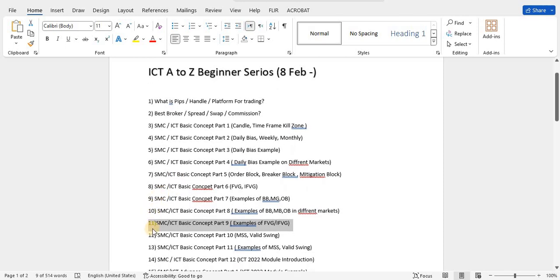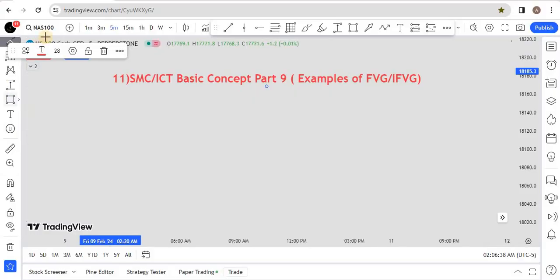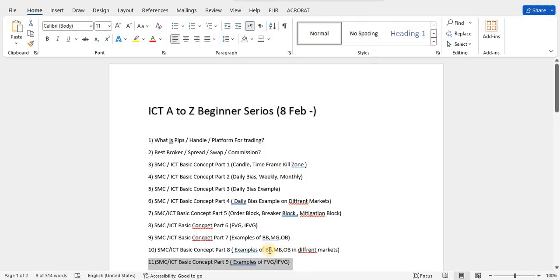In today's lecture, you are going to see examples of a fair value gap and inversion fair value gap in NASDAQ. So make sure you watch this video till the end, and if you are new to our channel, make sure you watch the previous lecture as well.